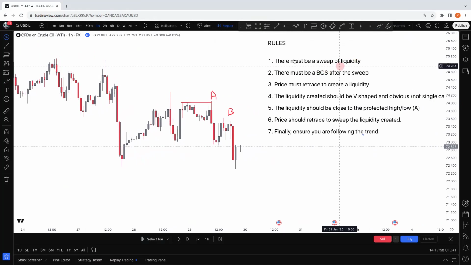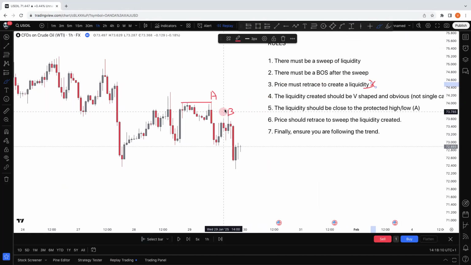Number two. Okay, sorry guys, this rule is for model 1, so we are just going to exempt this. We are not going to pay attention to this third rule, right? The second one says there must be BOS after sweep. We are going to take this one out as well. So don't pay attention to these two, this is for model 1.